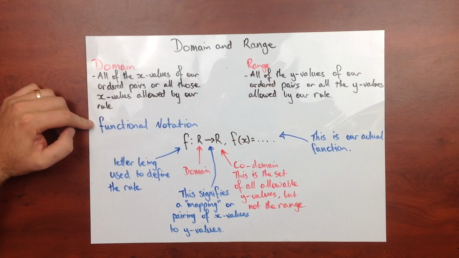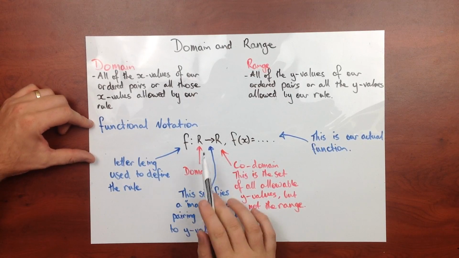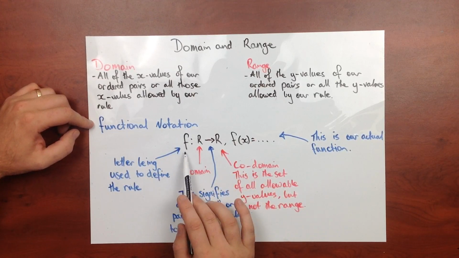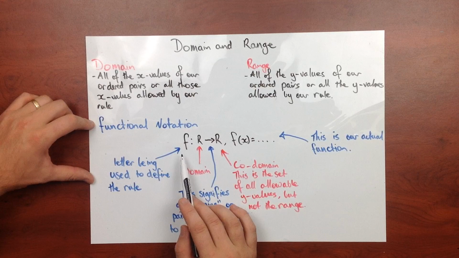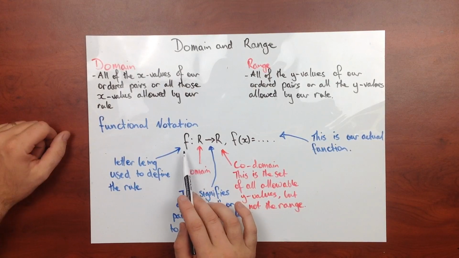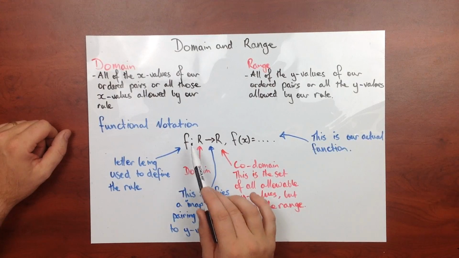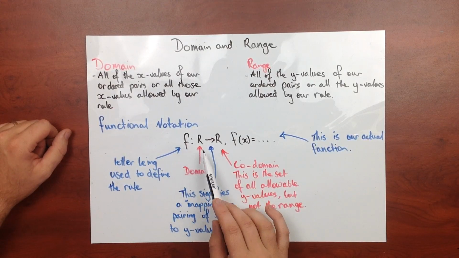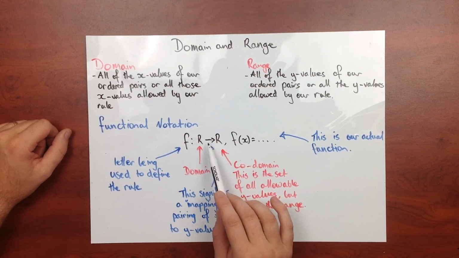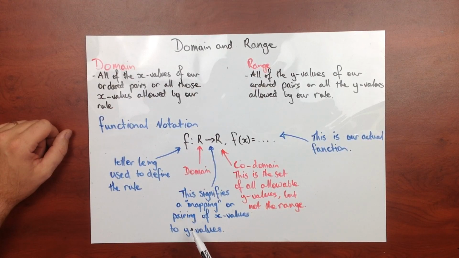Okay, if we look at some function notation, and I'll go into this a little bit more as we keep working through, this is what a function notation looks like. We have, in this case, f at the start, and this is the letter being used to define our rule. Now that could be anything, that could be g, h. Often it'll be f though. Then we always do two dots there, and then our first one here is our domain. This value here is our domain. The arrow signifies what we call a mapping, or pairing our x values to our y values.